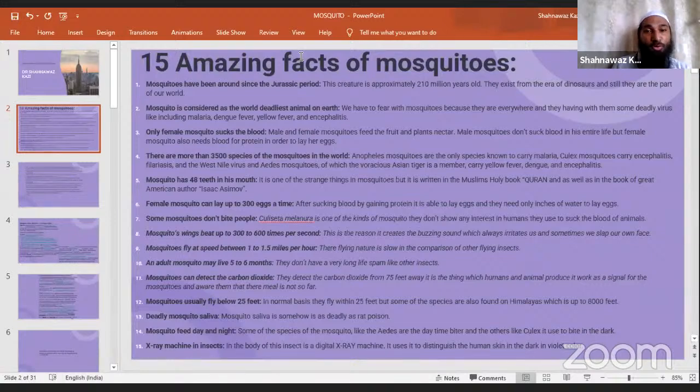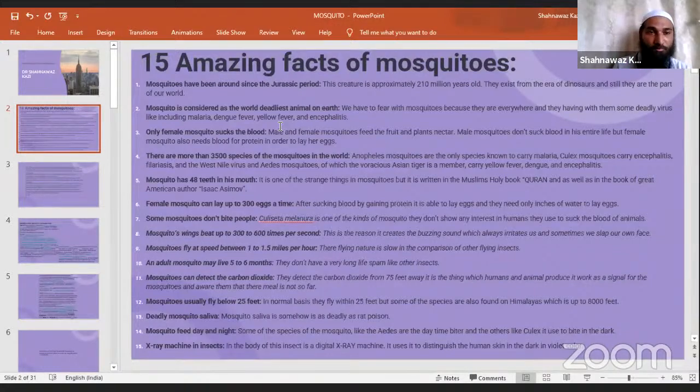Mosquito is considered as the world's deadliest animal. It is such a small animal, but it is considered the deadliest on the earth. Why? Because it causes the maximum number of deaths all over the world. Now corona has come, and now corona is the number one cause of deaths. But before the corona epidemic, the mosquito-related infectious diseases were the number one cause of deaths all over the world.